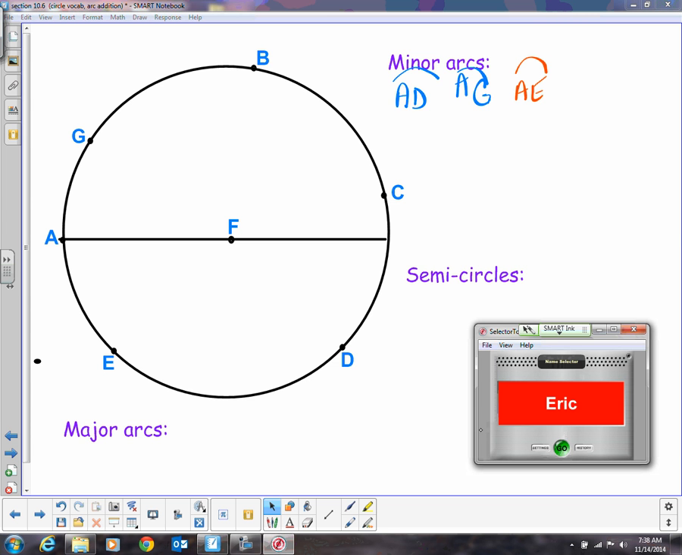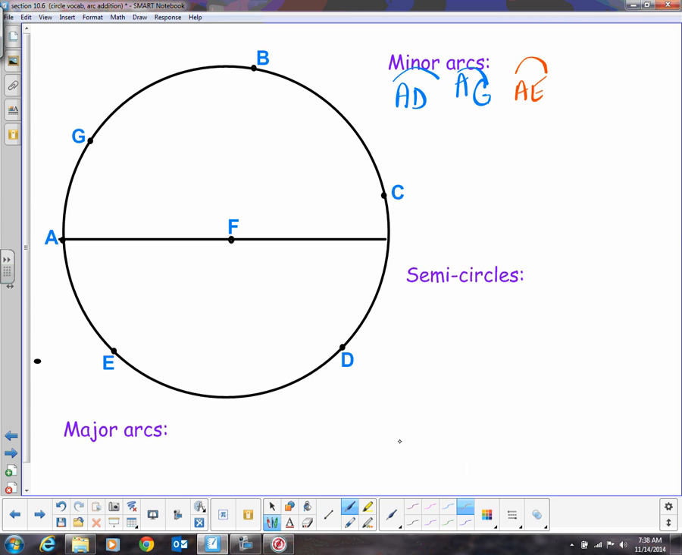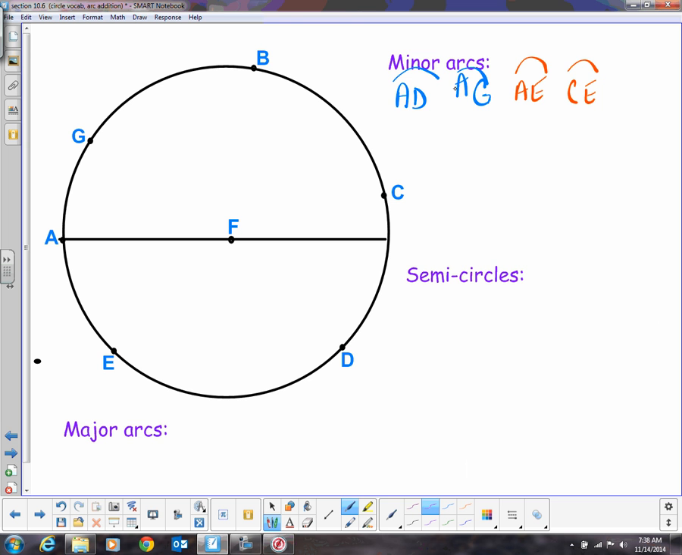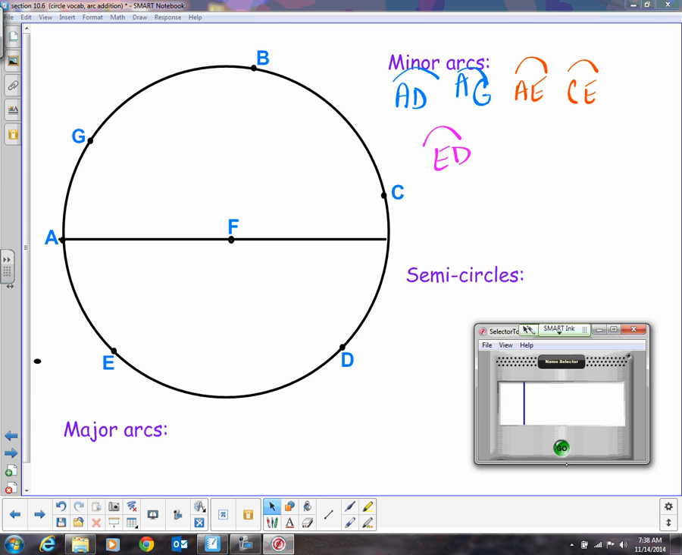Okay, CF, F to the center. So an arc has to be along the edge of the circle. CE would work, because that is definitely less than a diameter. All right, one more, and then we'll go to semicircles. And that's not, I mean, there's more. Now, on this next one, there are exactly two.